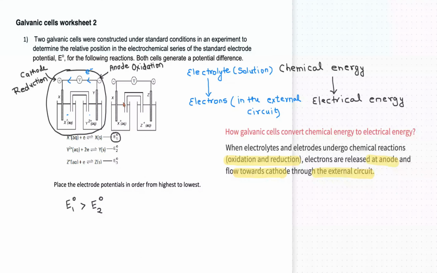In the second galvanic cell, this is positive. Positive means cathode. Cathode means reduction. So Z should be higher than X, and Z is E3. So E3 is higher than E1. And if I combine this, I get E3 higher, then E1, and then E2.